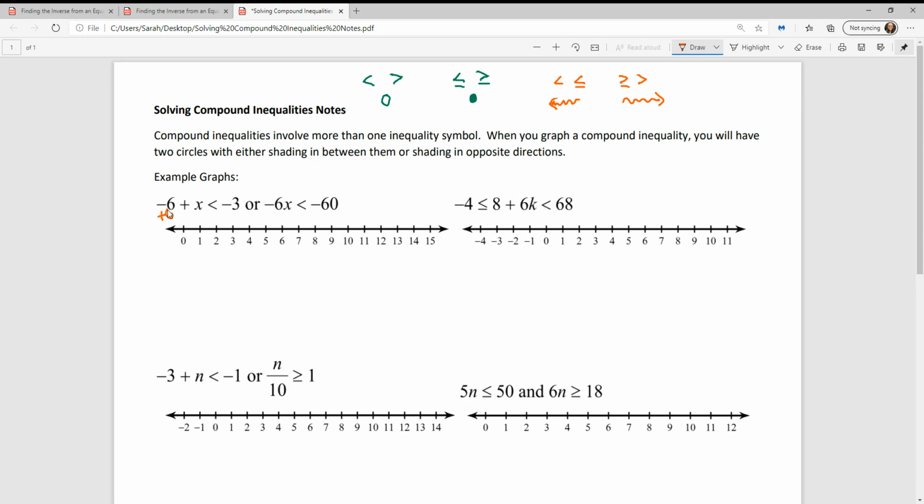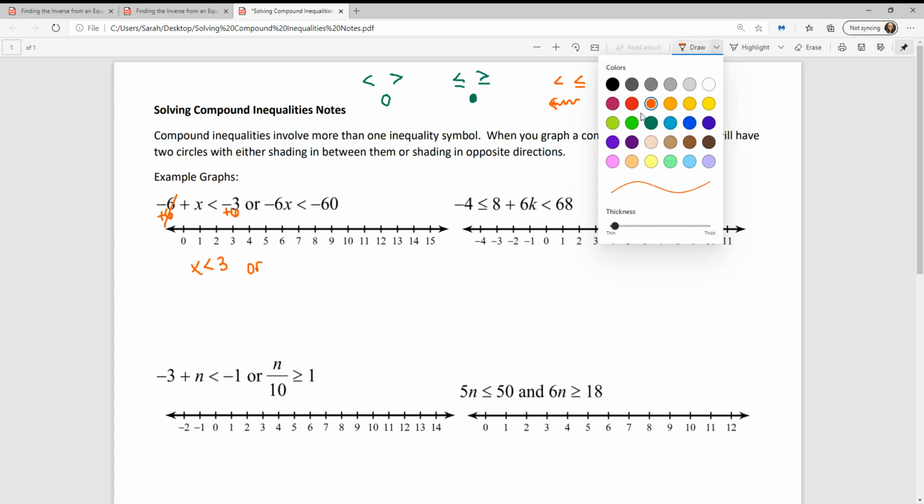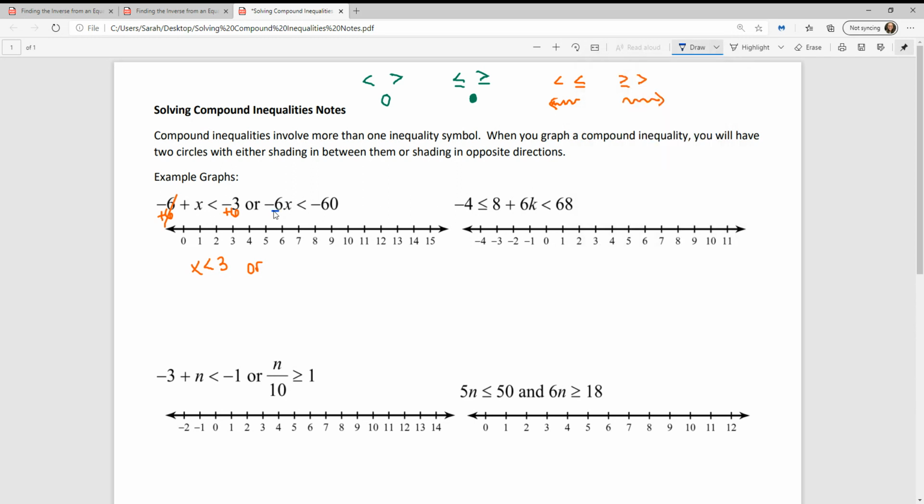To solve that, I need to add 6 to both sides. I get x less than negative 3 plus 6, which is 3. That is done for that part. Or, I get what happens when I solve the other one. The other one is negative 6x is less than negative 60. I need to divide by negative 6. Since I divide by a negative, I need to flip my inequality. So x stays the same, negative 60 divided by negative 6 is positive 10, and the inequality flips around and turns into greater than. This is the inequality part of my answer, which is good.